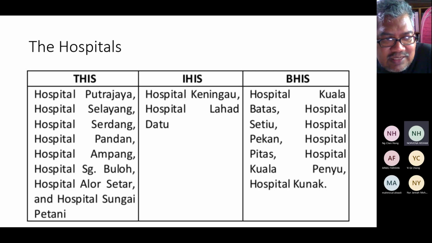They have Hospital Setiu in Terengganu, Hospital Pekan, Najib's area, Hospital Pitas in Sabah, and in Sarawak, Hospital Kuala Penyu and Hospital Kunak. If you look here, all these hospitals are newly built, recently built. For the intermediate system, they have Hospital Keningau and Hospital Hadatu. These are also hospitals that were recently finished.